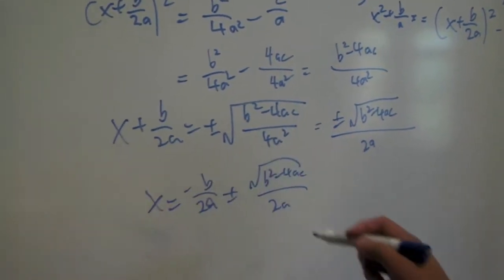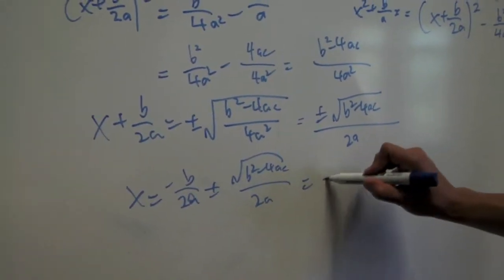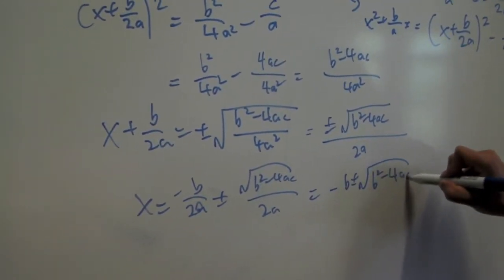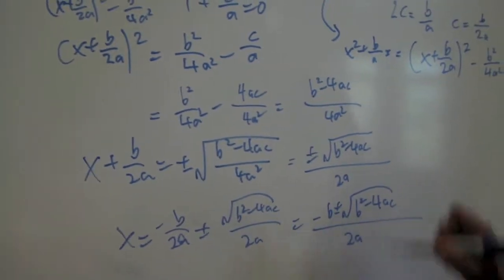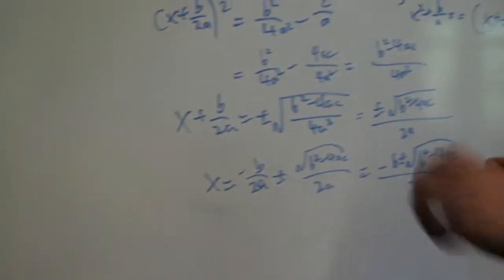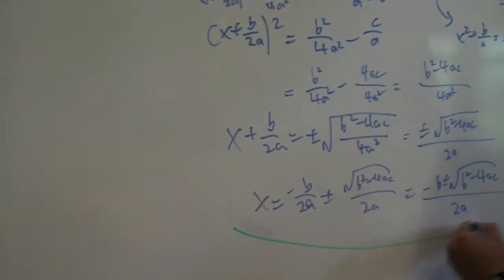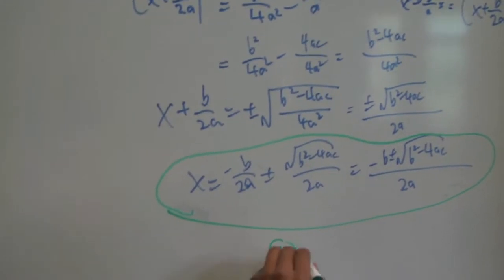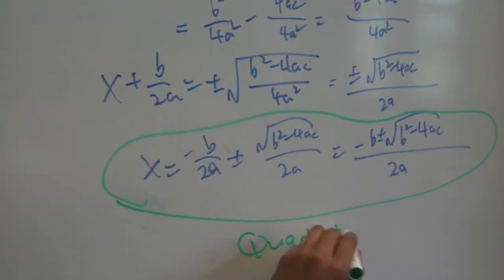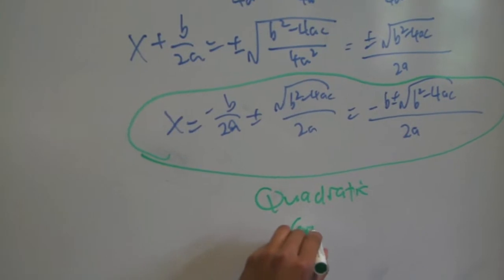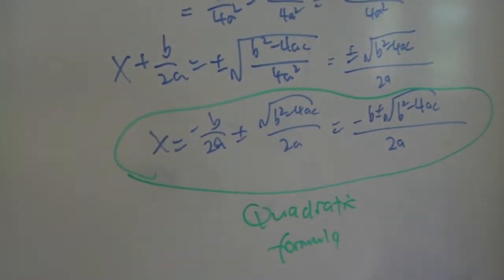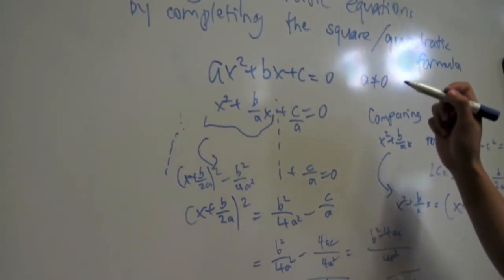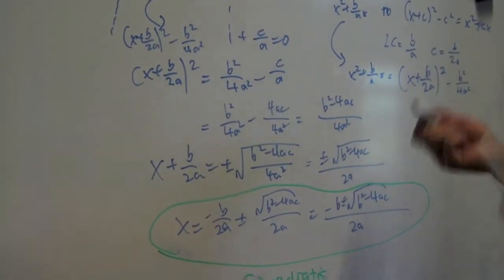Because these have the same denominator, we can just combine the terms. Minus b plus or minus square root of b squared minus 4ac, all over 2a. So this is the quadratic formula. If you're given an equation in this form, you can immediately write down the answer if you remember this formula. Let's see how to use it.